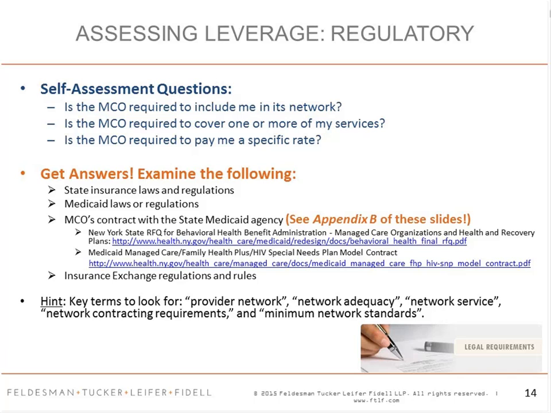You have several sources to turn to in any contracting situation, whether it's with Medicaid MCOs, commercial MCOs, or otherwise. Your state has a lot of laws and regulations that apply. Insurance is a state-regulated activity, so it starts with your state insurance laws, which govern network adequacy requirements and the like for commercial contracts. You have Medicaid laws and regulations, and then, of course, the most important documents are the MCO's contract with the state Medicaid agency. New York is a very transparent state, and you're able to actually access the contract, which is the RFP, that binds each of the managed care entities to the state of New York and sets out what their contractual obligations are. I've included here links to the RFQ for behavioral health. There are also key provisions in Appendix B of these slides.